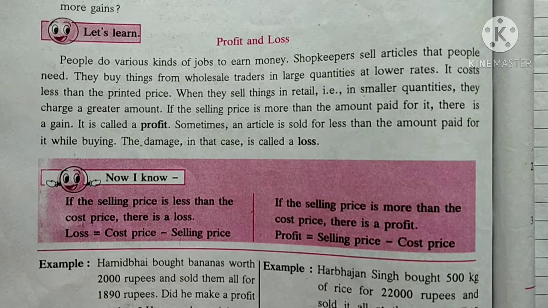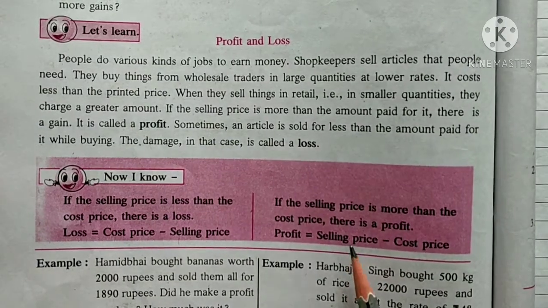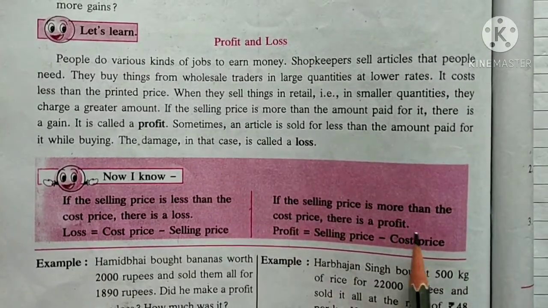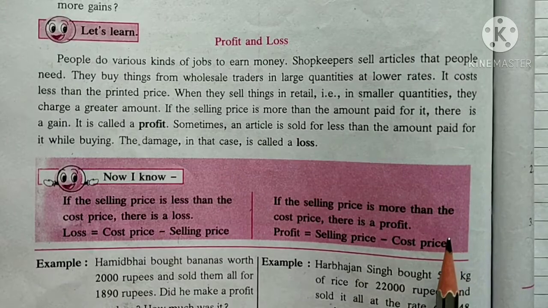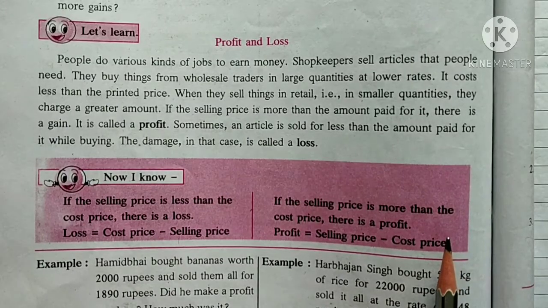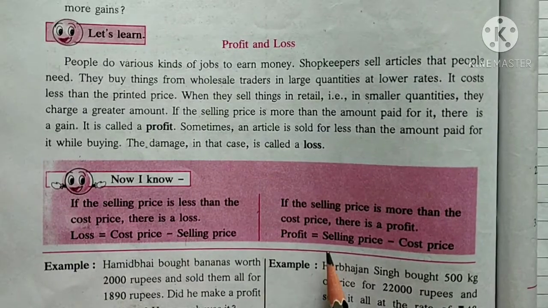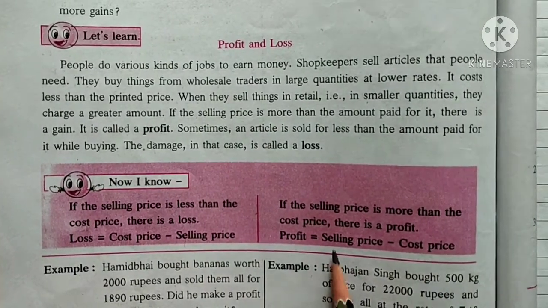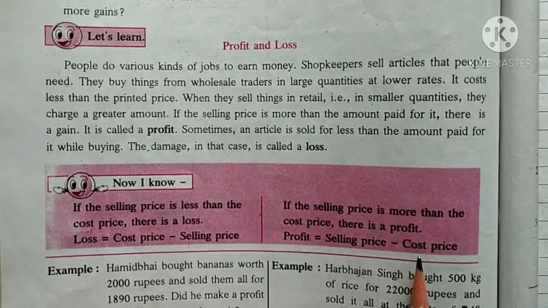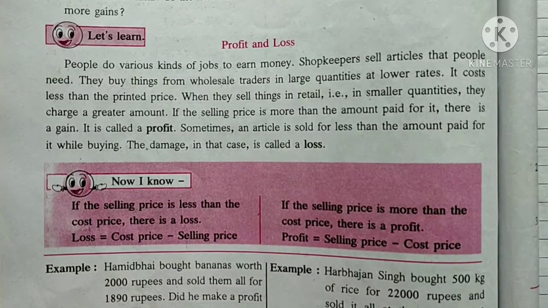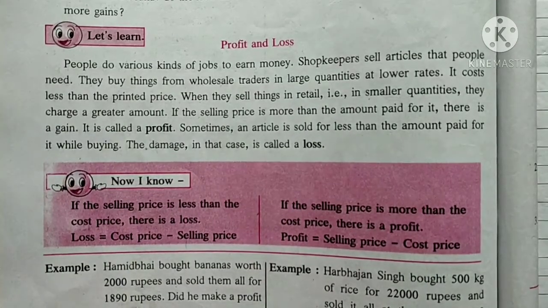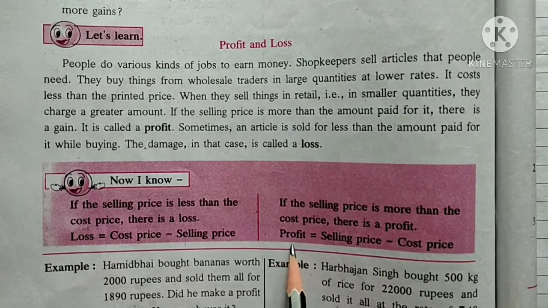So let's see what profit means. If the selling price is more than the cost price, then there is a profit. Profit is calculated by using this formula: selling price minus cost price. That is, when we subtract cost price from selling price, we get profit.